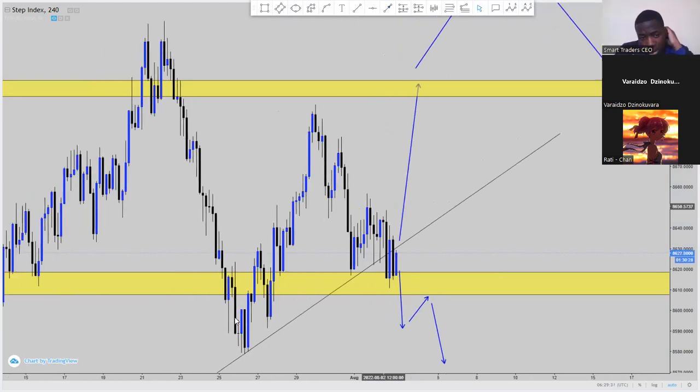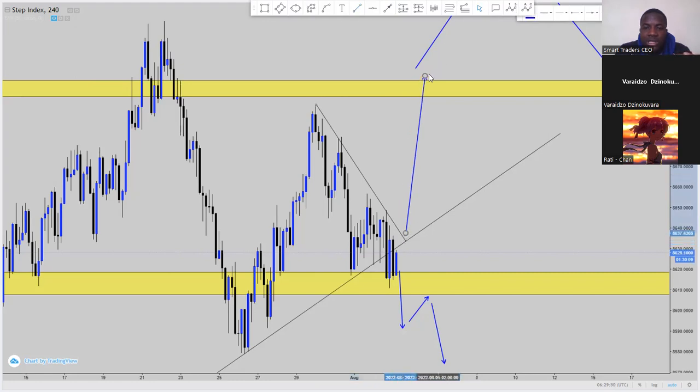So as you can see, this was a push to the upside: high, high, high, low, high, high, high, low. So the counter trend here is this trend line. That trend line as well can guide you for your entries. If you enter after the break of this trend line, your trades are much safer. Your buys are much safer.